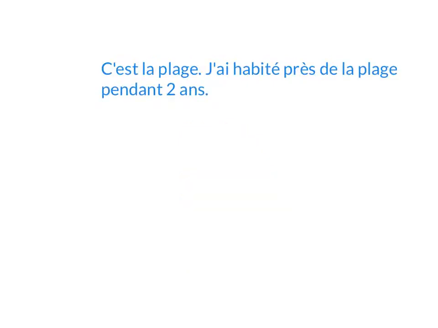So let's look at these two sentences. C'est la plage. J'ai habité près de la plage pendant 2 ans. And we've got our prepositional phrase there, près and de. And the de is not attached to any verb, it's attached to this preposition there. So if I wanted to say, it is the beach I have lived next to for 2 years, you can already think about this one, what do you think it's going to be? It is the beach I have lived next to for 2 years.